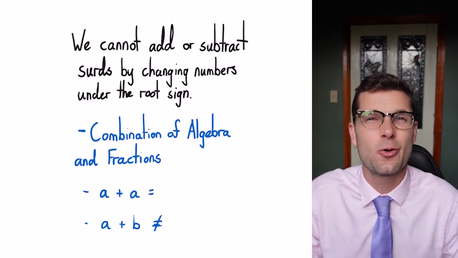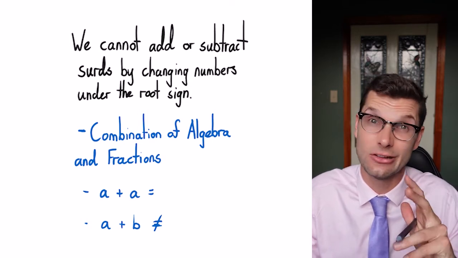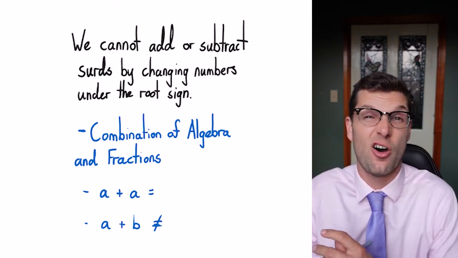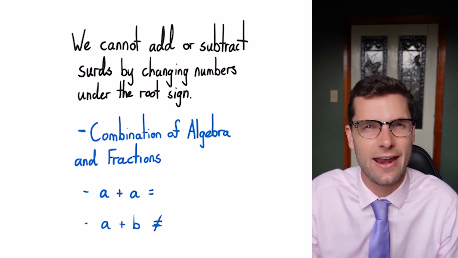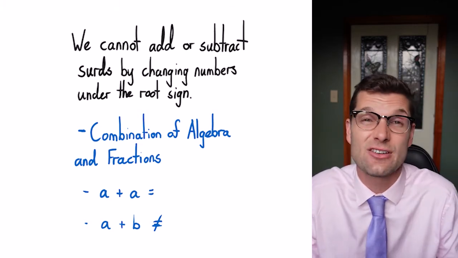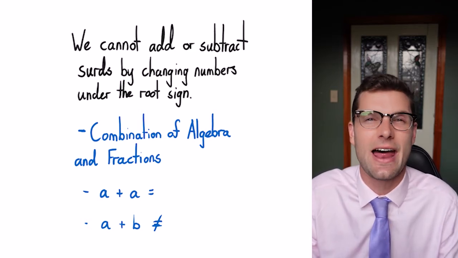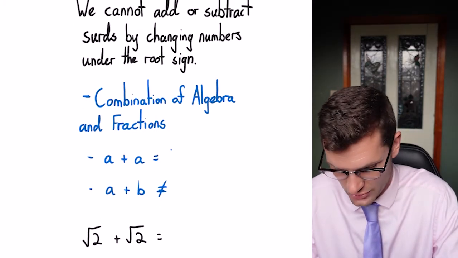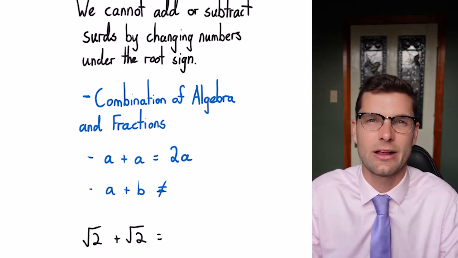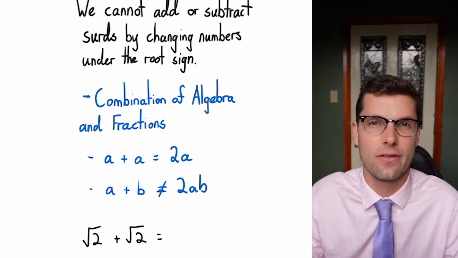So the rule is that we can't add or subtract surds unless they are like. This is a combination of both algebra, where you have to have the same letter in order to add and subtract them, or even kind of like fractions where you have to change the denominator in order to start adding and subtracting. Kind of like how a plus a is equal to 2a, but a plus b is not equal to 2ab. These are totally different things.